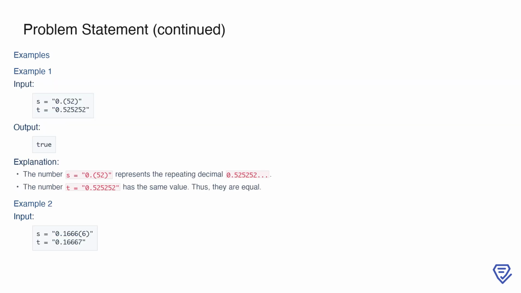Let's look at some examples to better understand the problem. In the first example, the inputs are s equals 0.(52), and t equals 0.5252. The string s equals 0.(52) represents the repeating decimal 0.525252, where 52 repeats indefinitely. Similarly, t equals 0.5252 has the same numerical value, even though it is written without parentheses. Since both numbers are equivalent, the output for this case is true.